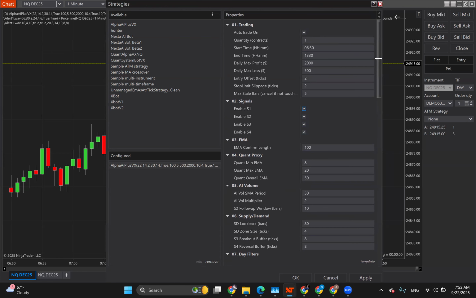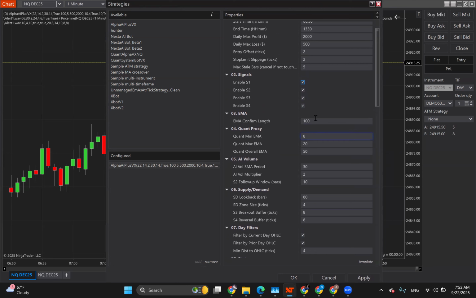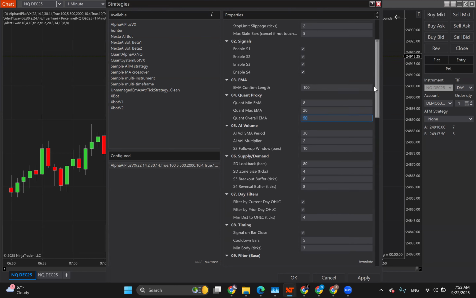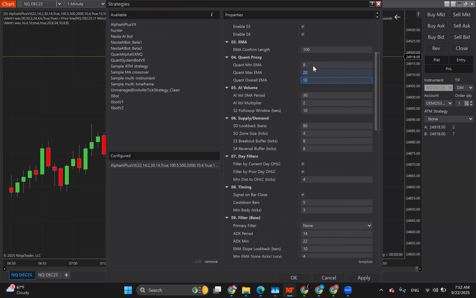This is our white line, which is the 100 EMA. And then the quant, this is confirming the quant system signal. 8, 20, 50. We have the EMA mini, max, and we have the overall. I don't play with these numbers specifically. Also, we have the AI volume. What is the SMA period for the AI volume? What's the multiplier? What's the follow-up window?